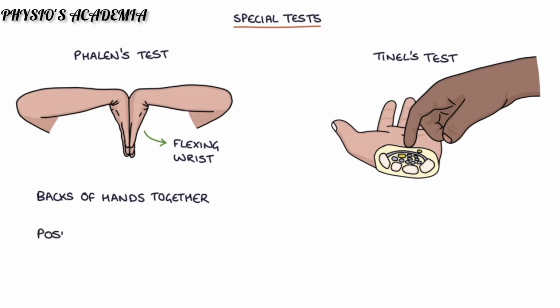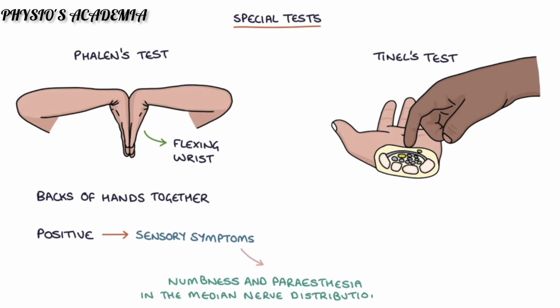The test is positive when this position triggers the sensory symptoms of carpal tunnel syndrome, with numbness and paresthesia in the median nerve distribution. Tinel's test involves tapping the wrist at the location where the median nerve travels through the carpal tunnel, and this is in the middle of the wrist. The test is positive when the sensory symptoms of carpal tunnel syndrome are triggered, with numbness and paresthesia in the median nerve distribution.